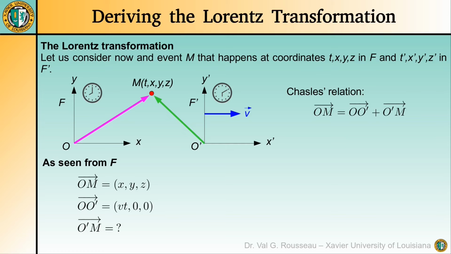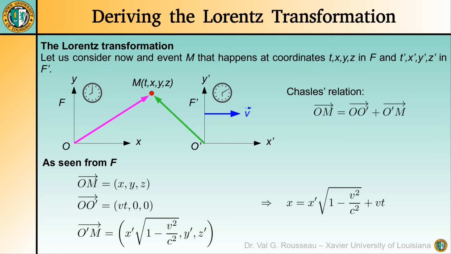And we also know that x prime is a proper length because the x prime axis is addressed in F prime. So we conclude that in F, this x prime coordinate is contracted. By plugging these vectors into Chasles' relation, we obtain this relationship between x and x prime. Solving for x prime, we obtain the formula that gives the coordinate x prime as a function of the coordinates from F.